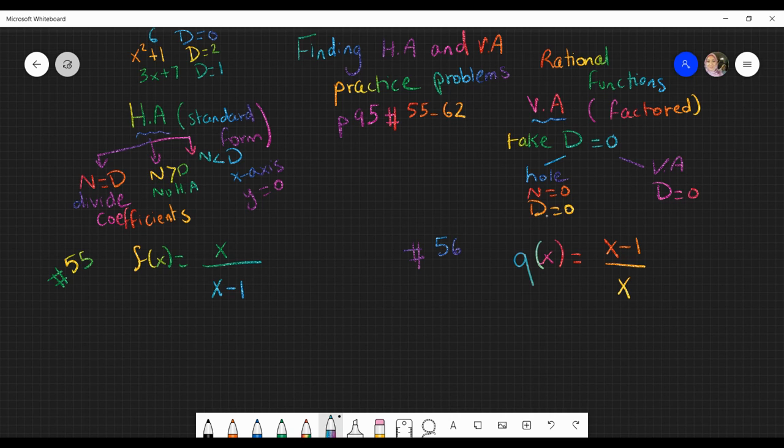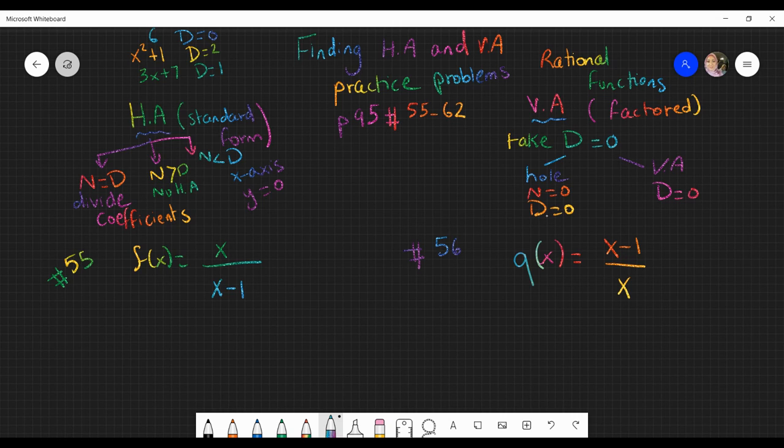And a quick refresher, to find horizontal asymptotes, we prefer standard form, and we compare the degree of the numerator and denominator. If they both have the same degree, we divide the coefficients. If the numerator has a greater degree than the denominator, then there's no horizontal asymptote. If the numerator has a lesser degree than the denominator, then the x-axis, which has an equation of y equals 0, would be the horizontal asymptote.